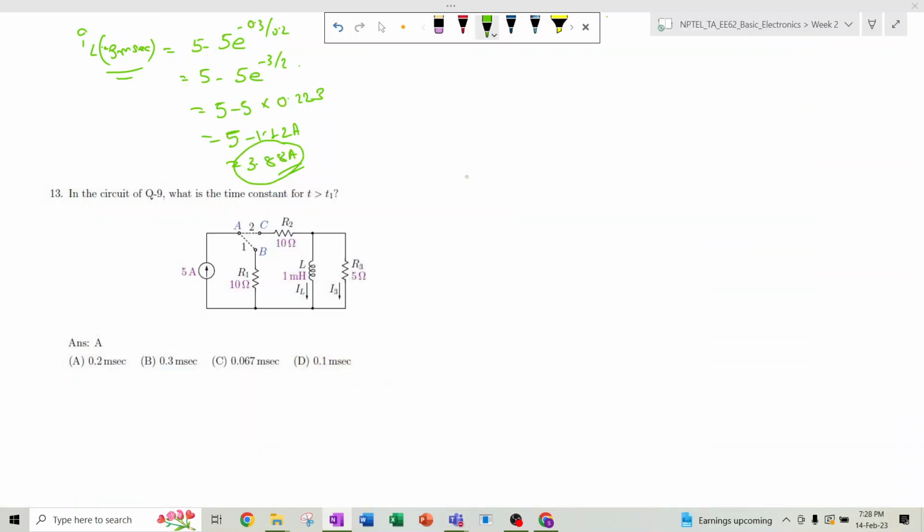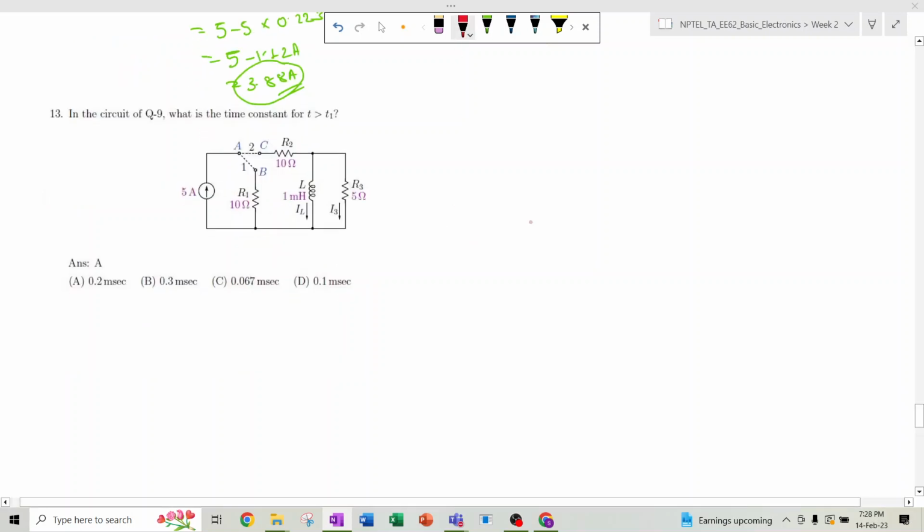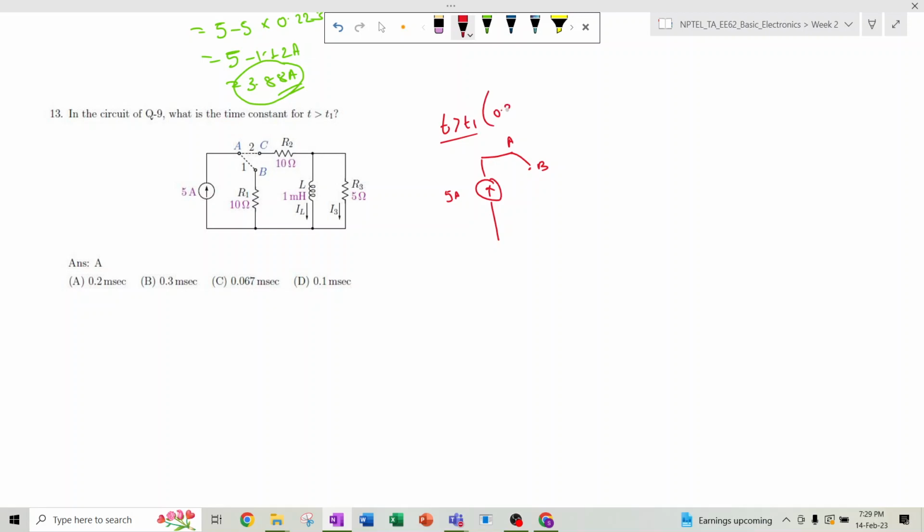Okay, fine. So moving forward to the next question. In the circuit of question 9, what is the time constant for t greater than t1? So for t greater than t1, the equivalent circuit becomes, this is 5 ampere and this thing is again connected with this thing, right? This is A, this is B. t greater than t1 means from 3 millisecond to infinity, right?